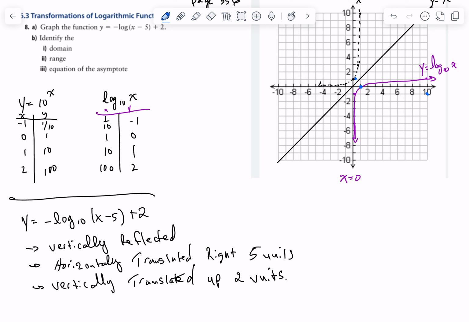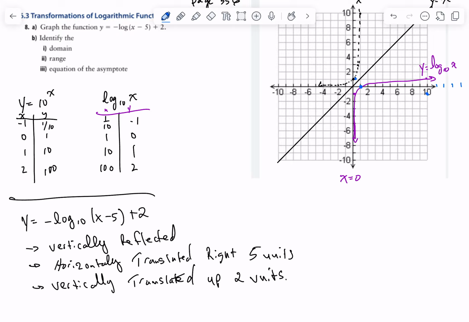And then we're going to vertically translate it up 2 units. So this point here is maybe the only suspicious one. We're going to go over maybe another 5 units. 1, 2, 3, 4, 5. So basically right at the very edge of the screen and up 2, okay? So all those points need to go right 5 and up 2, right?